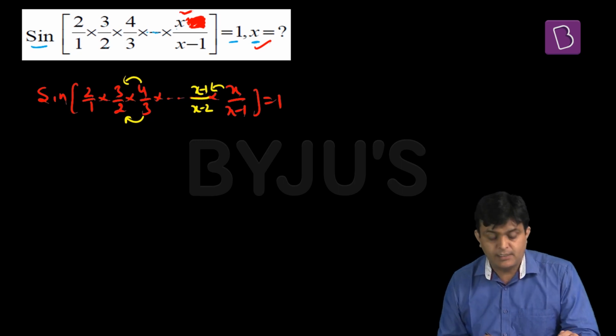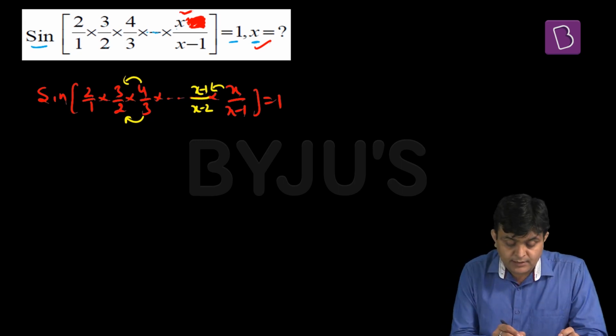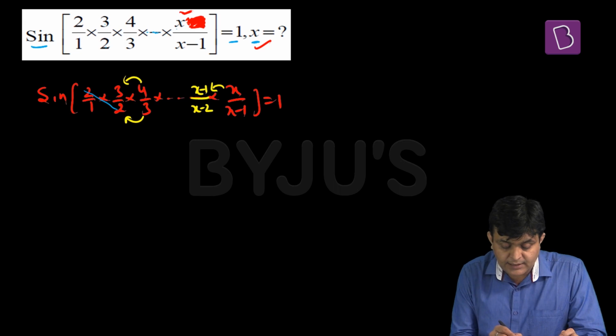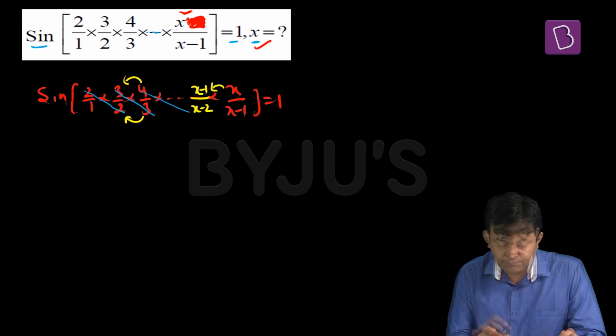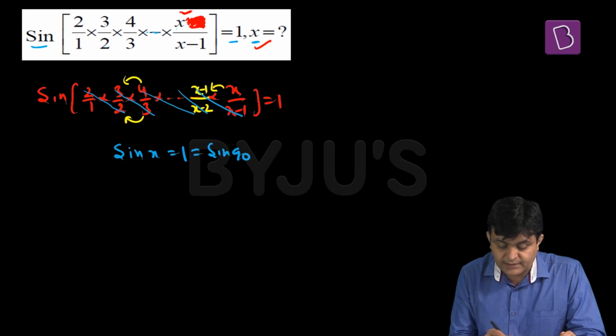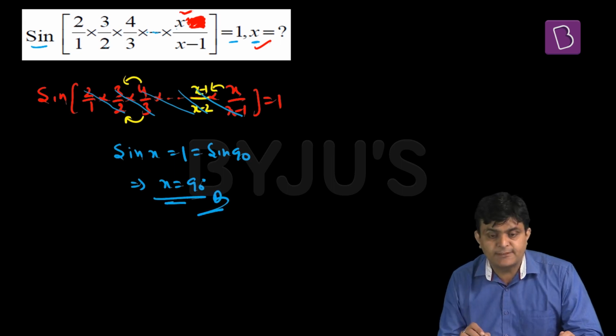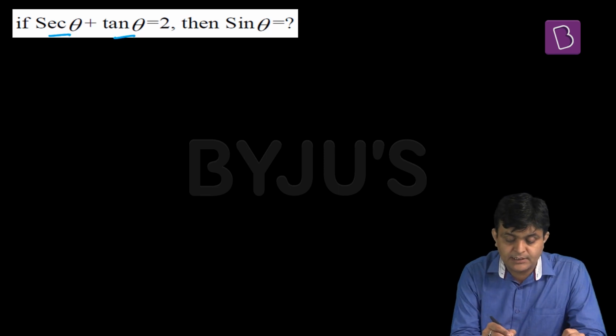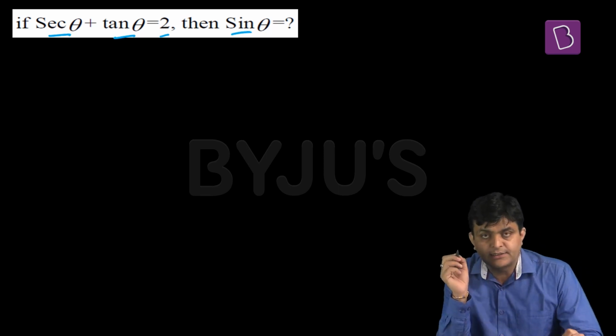Right? Another point is diagonally they cancel out. So finally we get sine x is equal to 1. That is equal to sine x is equal to 90. So this becomes x is equal to 90. My final answer. Right? If secant theta plus tan theta is 2, then what is sine theta?